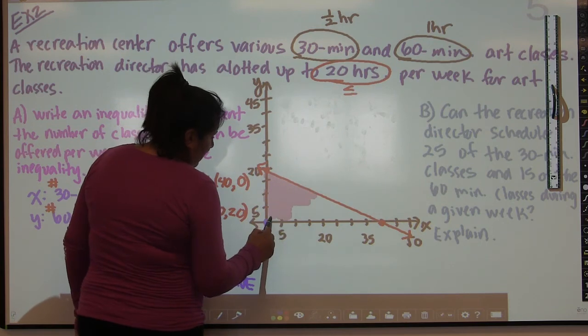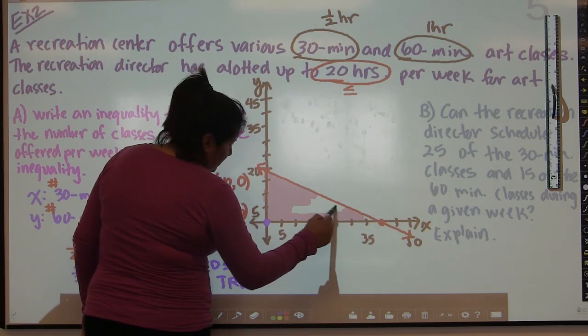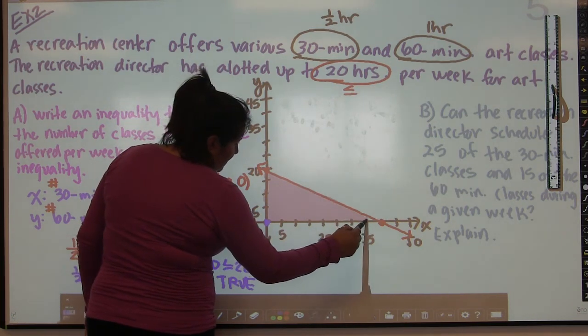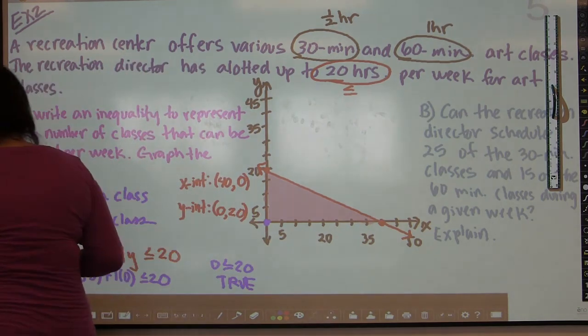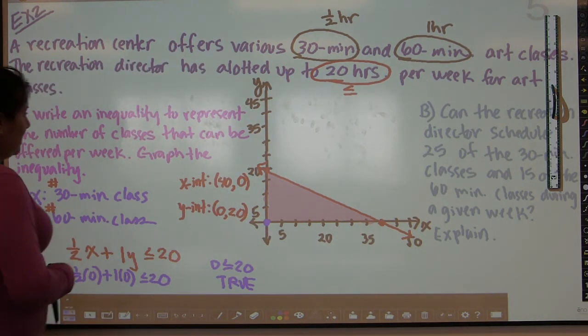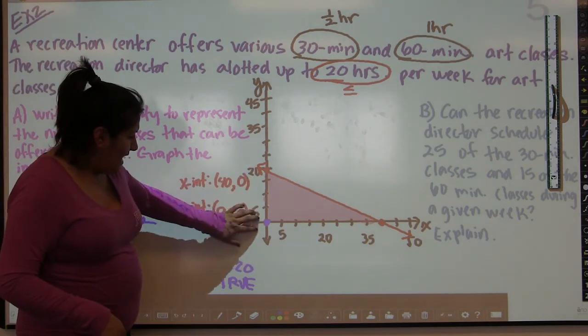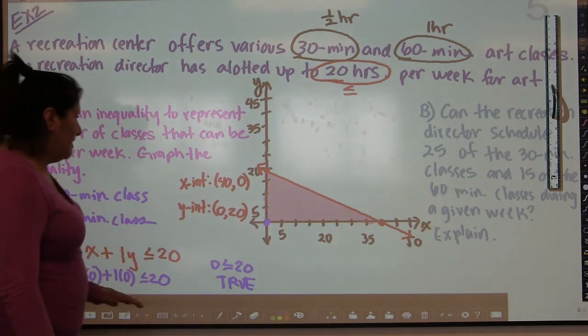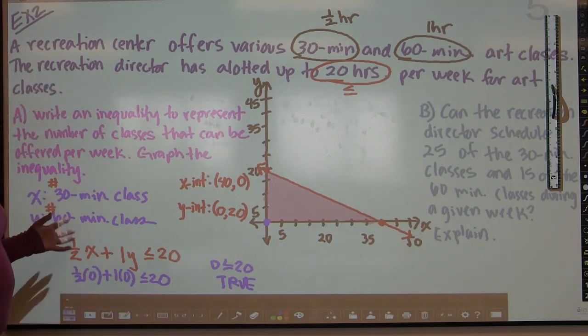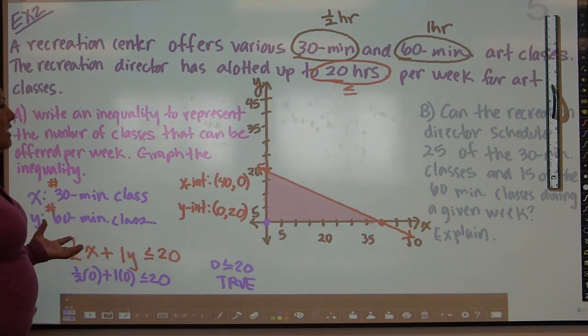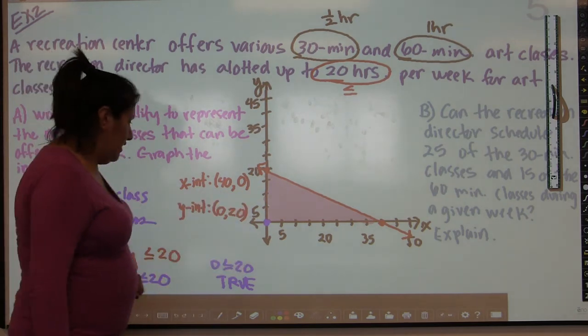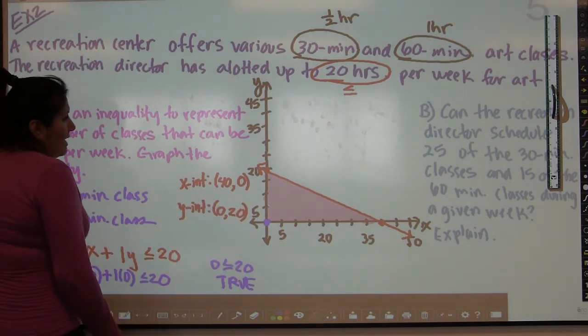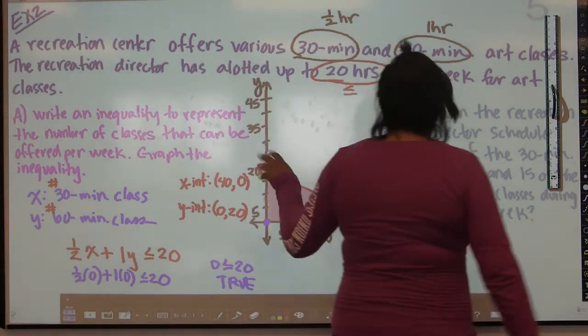Now, even beyond that, I'm not even going to shade any of the negative stuff, because for ours, it doesn't make sense in this real life scenario. It doesn't make sense for us to shade anything in the negative x area or the negative y area, because that would imply that we had negative numbers of classes, which doesn't make any sense for this problem. So we're going to end up with this little triangle here for our graph. Now, after we've graphed it, that's the first part, part A.